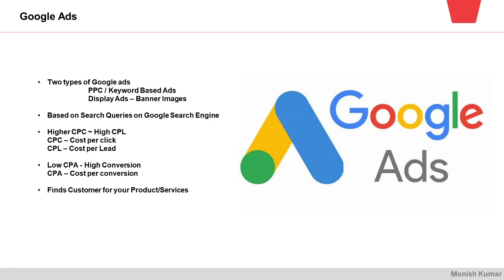Let's dive deeper into Google Ads. With Google Ads, the most important thing is that there are two kinds of ads. First is the PPC one, that is keyword based ads. The second one is the display ads, which is generally done using banner images based on search queries on the Google search engine. This is primarily with the PPC ads. These are based on the search queries, as we discussed, the amount of search queries handled by Google on a daily basis. So the PPC ads are run by mapping these with the search queries.